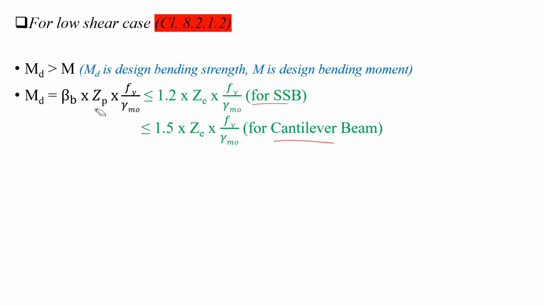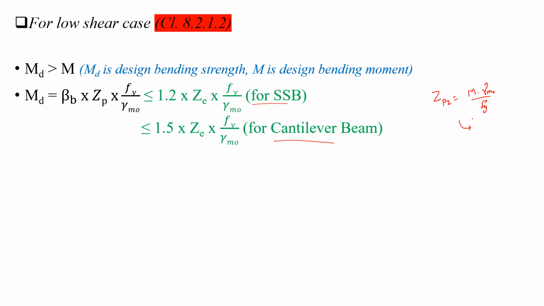In the second step, we are going to find out the ZPZ value. The formula is ZPZ equals M into gamma m naught by Fy. This is what we have seen. So from this equation, you are going to get the ZPZ value.